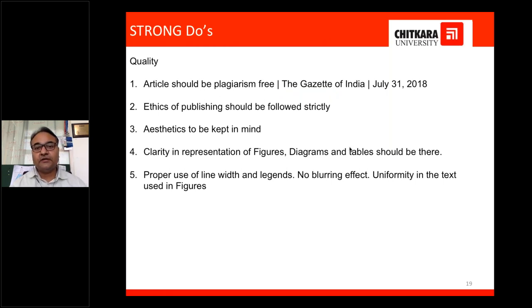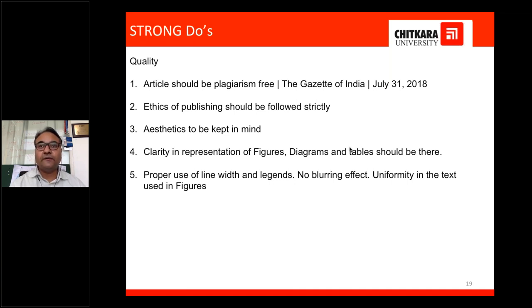The article has to be plagiarism free, as per the UGC guidelines, July 31, 2018, Gazette of India. I have kept a copy of the same in my office, and the same is uploaded on the university website as well. The plagiarism index should definitely not be more than 10%. That's what our university guidelines also say, UGC guidelines also say. Ethics of publishing should be followed strictly. I have already talked about the copyright thing, etc.